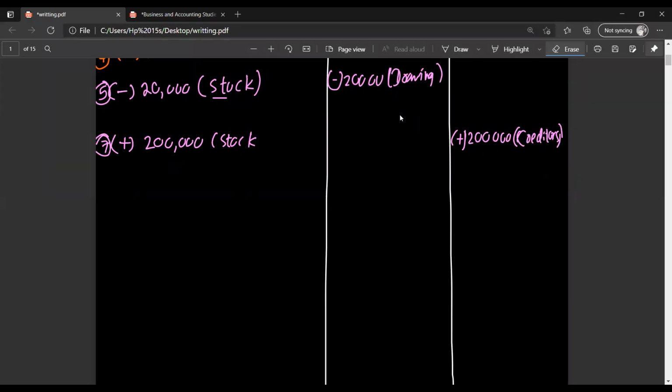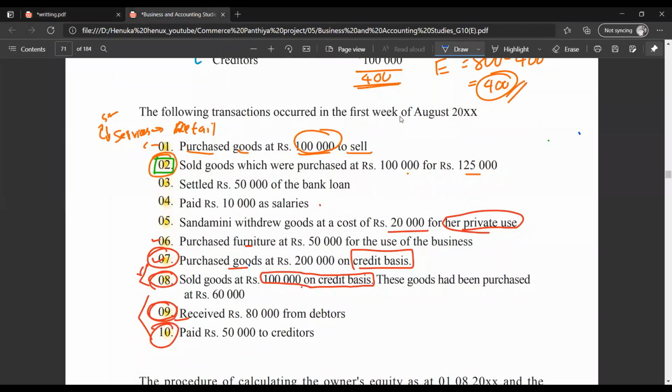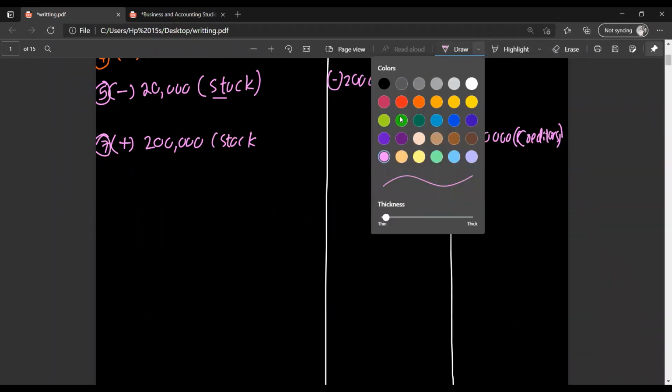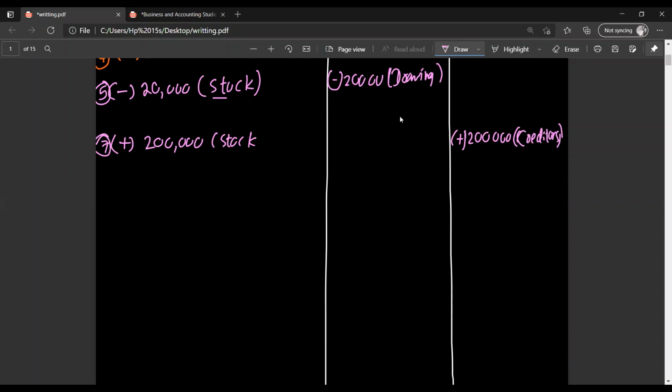So what about others? Understood? Remember the two impacts of a transaction first. Don't jump ahead yet. Always remember there should definitely be two impacts for a transaction. So as our first impact, the stock has increased, right? Purchase means stock comes to us, so our stock asset would be increased by 200,000.